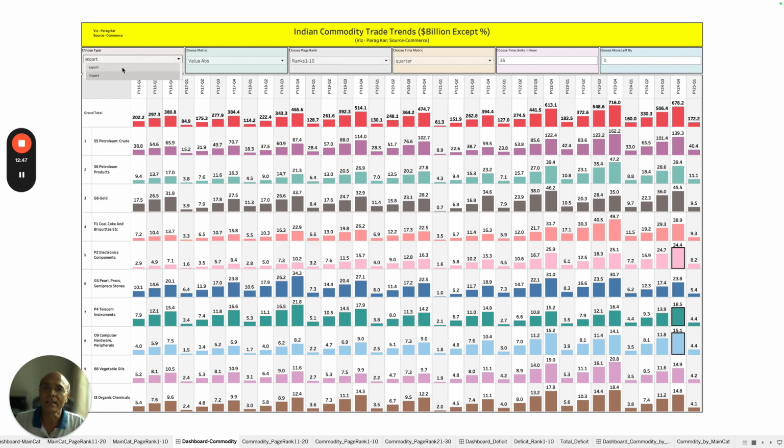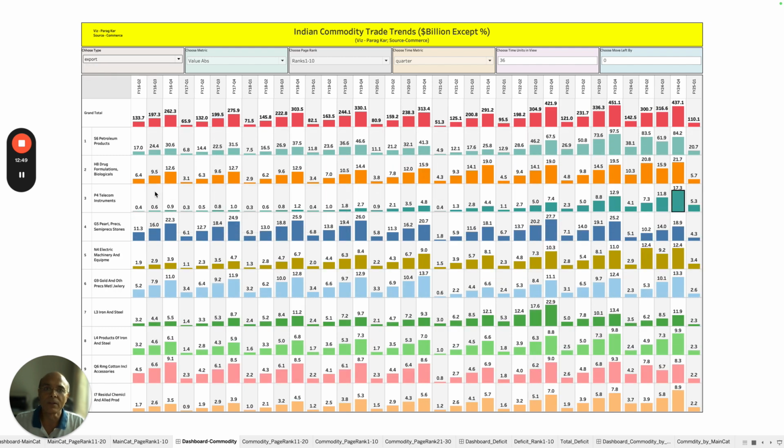Now, let's look at exports. If you look at exports, you will find that we have done reasonably good, but because our imports are increasing, the value we are deriving out of exports is shrinking and diminishing. Because if you see, in FY24, we did an export of $437.1 billion, out of which petroleum products were $84.2 billion. Then we have exported drugs to the tune of around $21.7 billion.